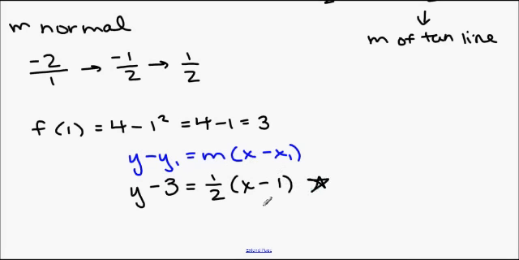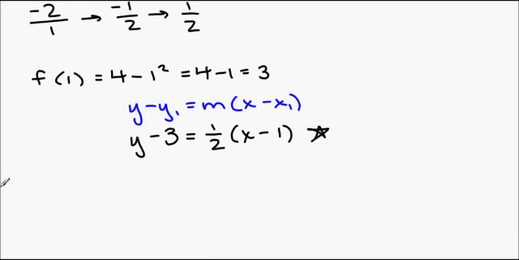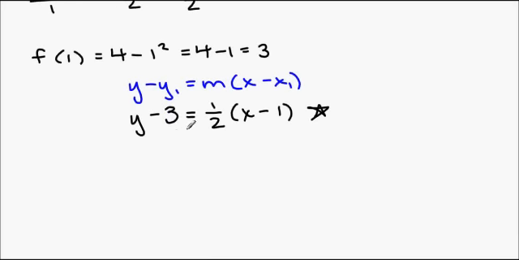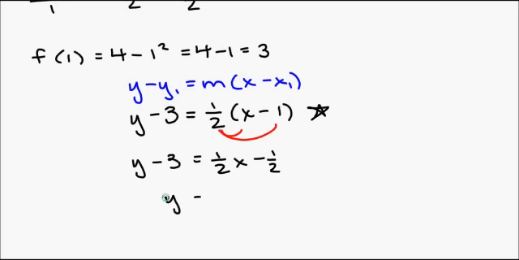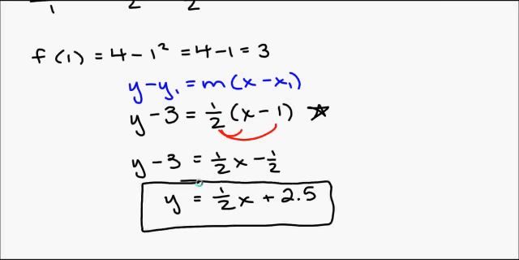I'm going to change it into y equals mx plus b form to make it a little easier to graph. So I'm going to say this is y minus 3 is 1/2 x minus 1/2. So I was just distributing this 1/2. Now add 3 to both sides, and we have y equals 1/2 x plus 2.5. So plus 2.5. This could also be written as 5/2. Same thing. This is our equation.